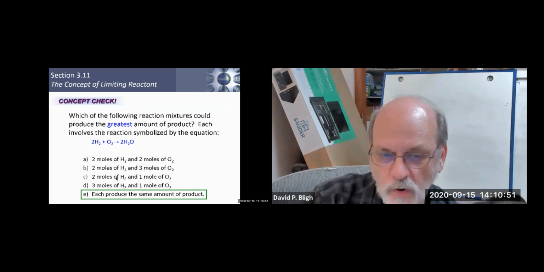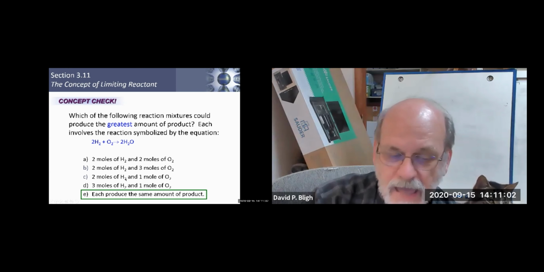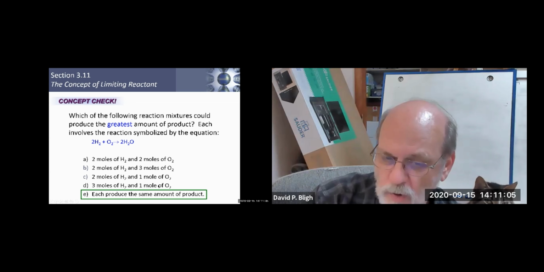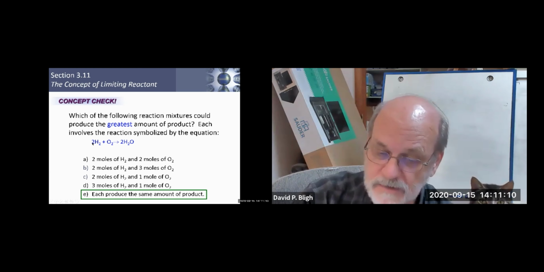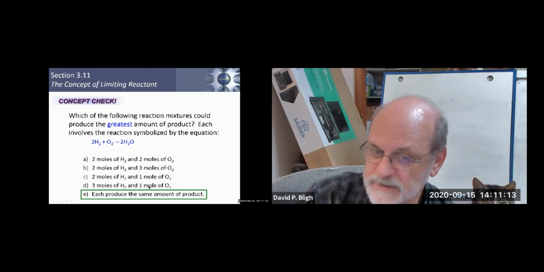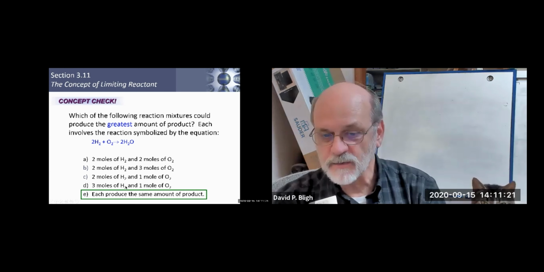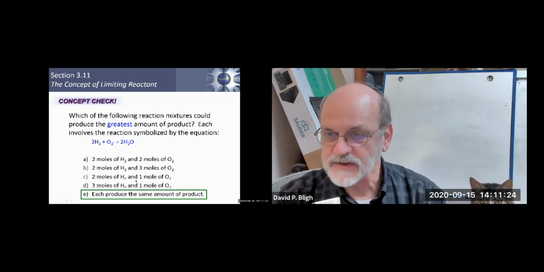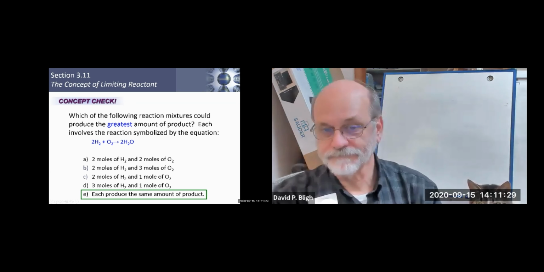In this one, we have 2 moles of hydrogen and 1 mole of oxygen. That is stoichiometric, which produces 2 moles of water, the same as A and B. And for D, we have 1 mole of oxygen, 3 moles of hydrogen, which means, in this case, hydrogen is in excess and oxygen is limiting. But the ratio of 1 mole of oxygen to 2 moles of water, with hydrogen in excess, produces exactly the same amount of water as A, B, and C. So that's why each produces the same amount of product. All right?